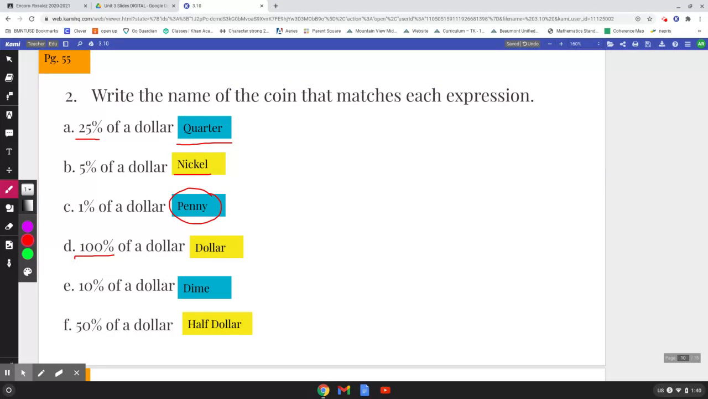100% of a dollar is a dollar. That is important to know. 10% of a dollar, we call a dime. That's 10 cents. And 50% of a dollar is a half dollar. So you should be writing all of the names of the coins for number 2.